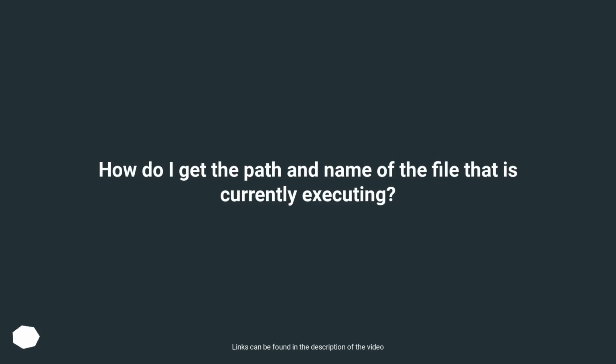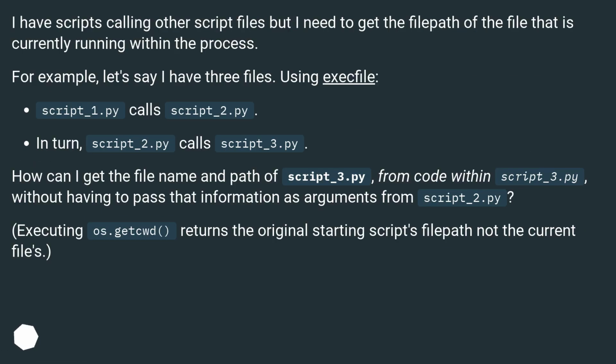How do I get the path and name of the file that is currently executing? I have scripts calling other script files, but I need to get the file path of the file that is currently running within the process.